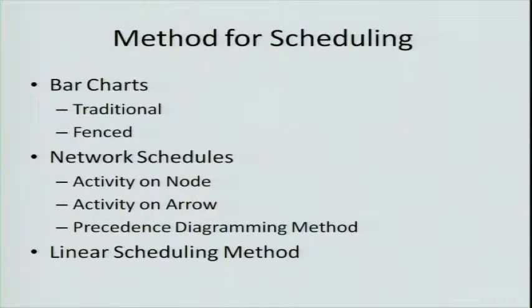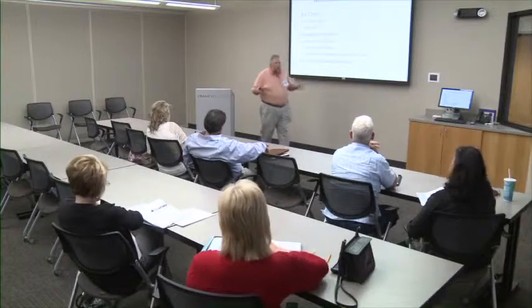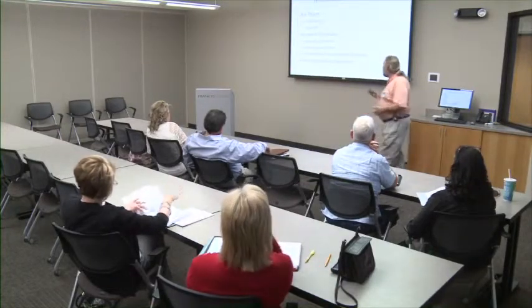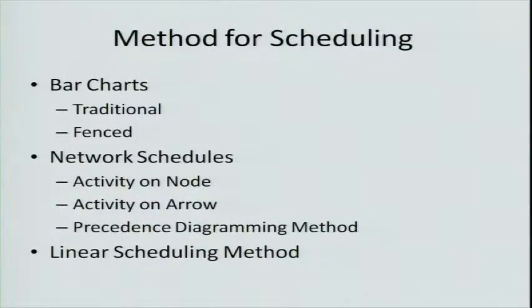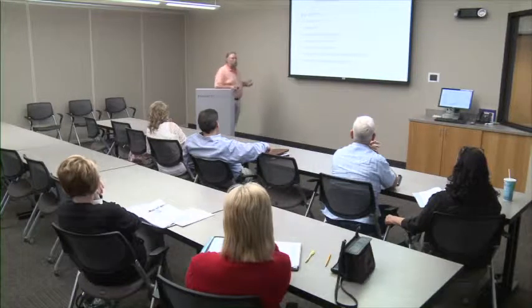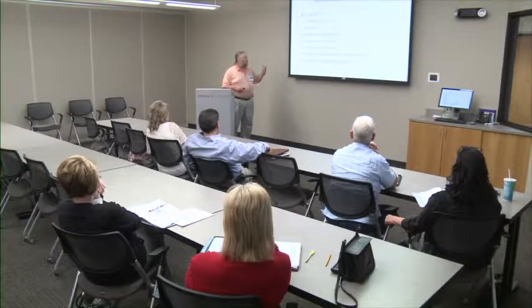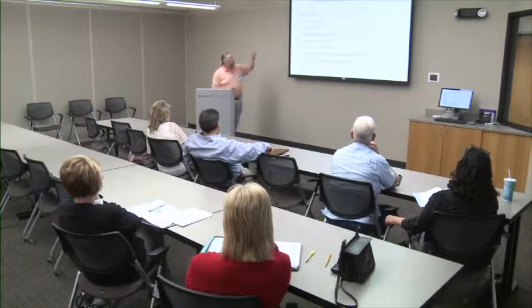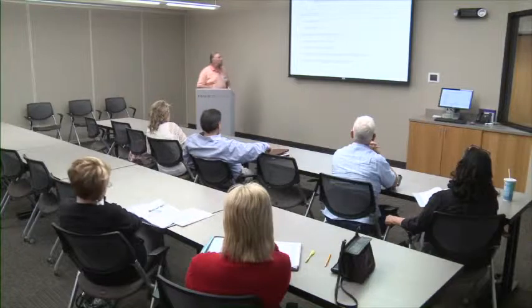Okay, the way we schedule depends on what we like to do and how we want to do it. Simplest method is a bar chart, traditionally French. Then you have network scheduling, which is basically called activity on node, activity on arrow, or precedence diagram method. And then there's linear scheduling. Precedence diagram method, or activity on node, is the method used mostly for construction. Very few people use activity on arrow anymore. Bar charts, traditional French, and linear scheduling. Well, let's look at some examples of them.